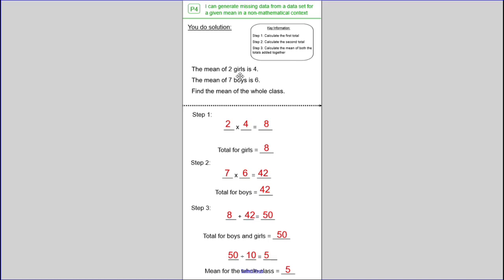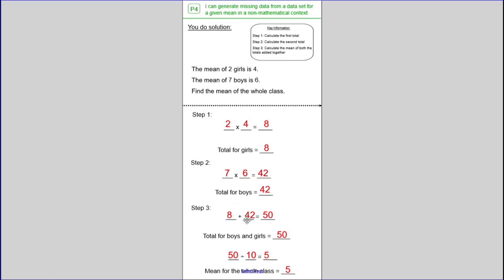So as you can see, we've got 2 girls in the classroom and we've got a mean of 4. So we need to do 2 times 4, which gives us 8. That means the total for the girls is equal to 8. Then moving on to find the boys, we need to find how many boys there are, which is 7, and the mean is 6. So 7 times 6 is equal to 42. So the total number of boys is equal to 42.